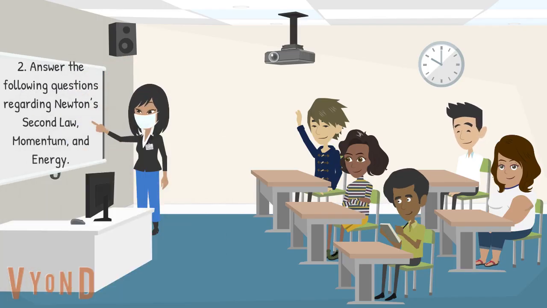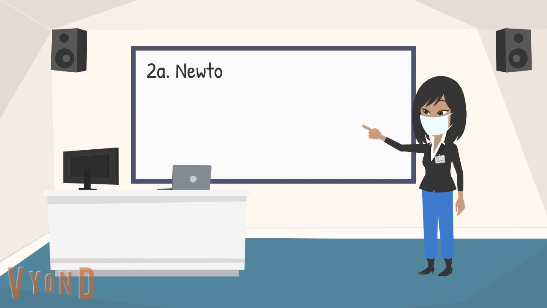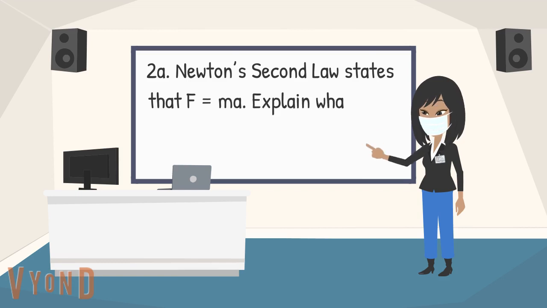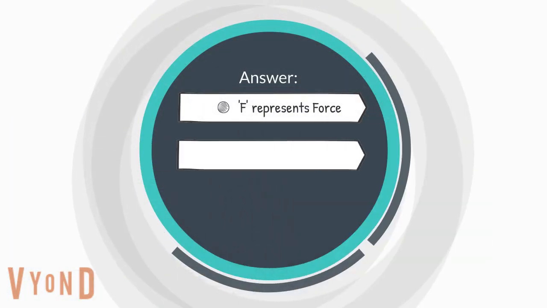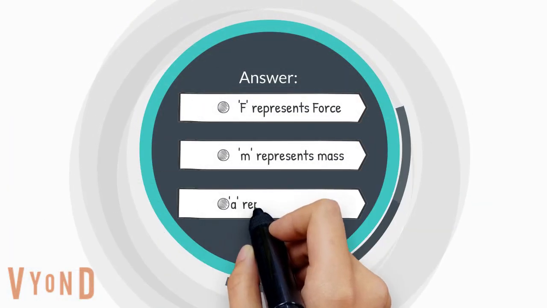Now we're moving on to the second part of the review for the final. You're going to answer questions about Newton's law, momentum, and energy. Newton's second law states that F equals ma. Explain what each variable represents. F represents force, m represents mass, and a represents acceleration.